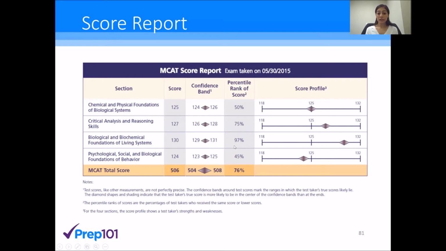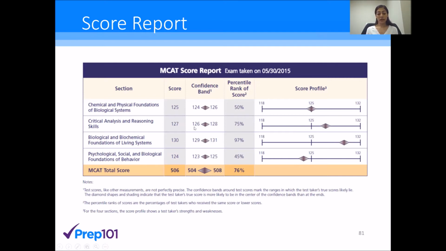What you can see is that the student did very, very well on the biological and biochemical foundations. They got a 97th percentile, which was referring to a total score of 132. And you can see their score profile from the lowest to the highest and where this band really lies, this diamond. And it's very close to almost having reached the maximal score on that section.